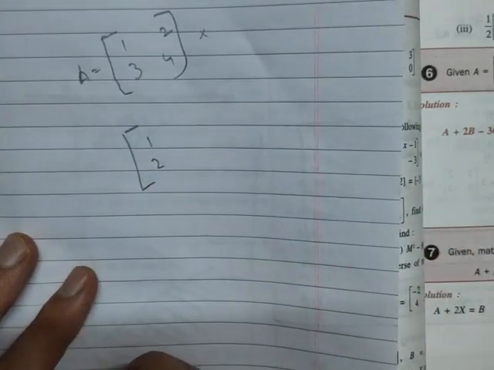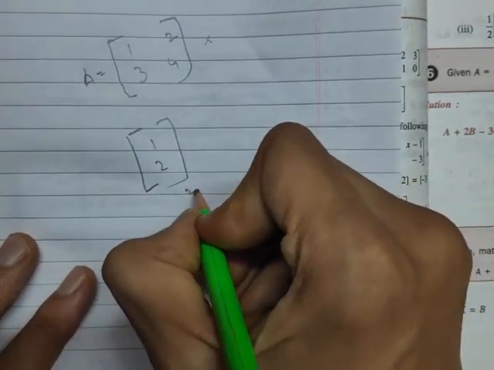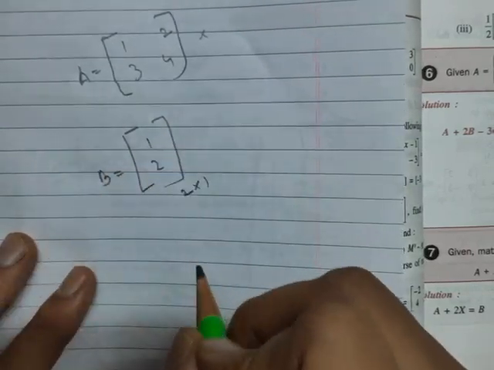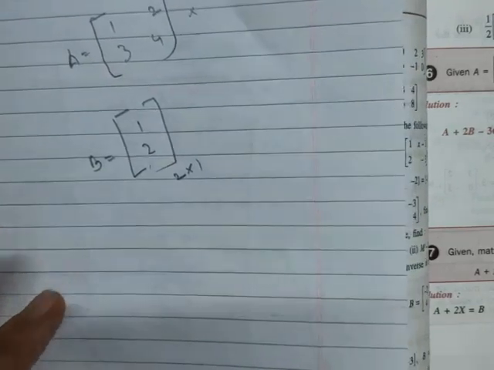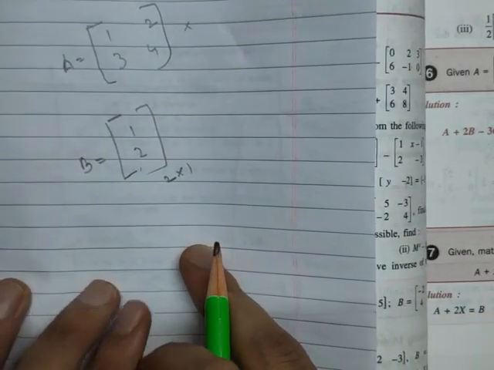How many columns? 1. So no other element. So this is 2 rows by 1 column. Let me call this B. So here is 2 cross 1. Question says, if I take transpose of this, the result will also have the same order.